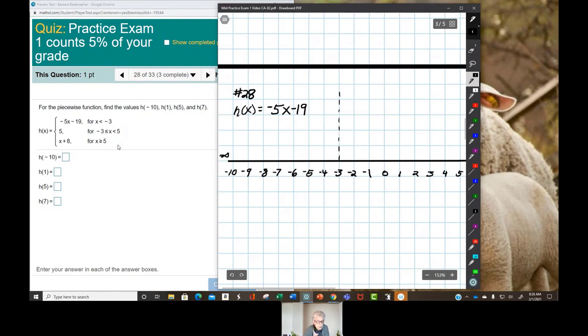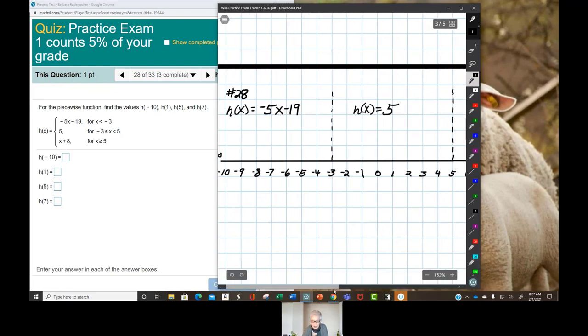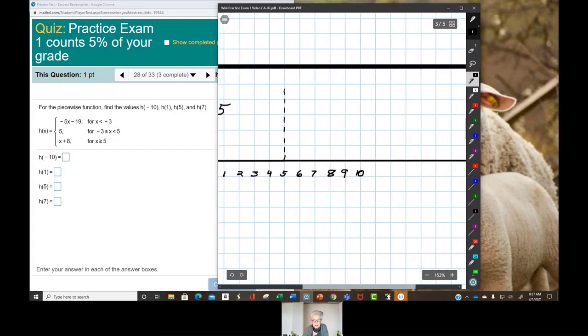Now, between negative 3 and positive 5, so for this area between these middle two dashed lines, right in here, h of x is going to equal the number 5. And then over to the right of positive 5, or equaling positive 5, h of x is going to equal x plus 8.